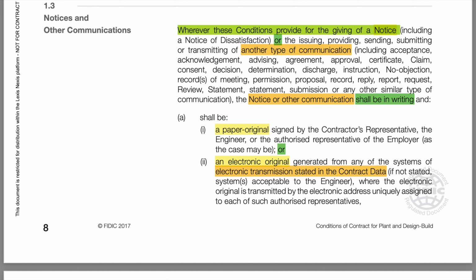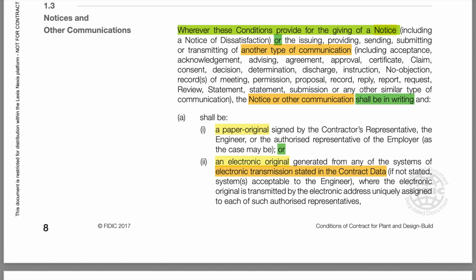The notice or other communications shall be in writing. So this is the first important obligation which we need to remember. All communications and notices shall be in writing. And then there are a couple of sub-obligations mentioned under A, B, C, and D.